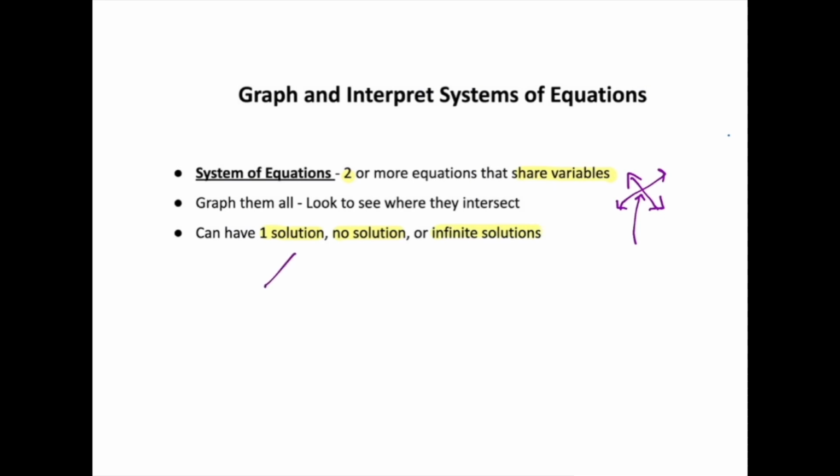If it has one solution, it's going to be two lines that intersect. If it has no solution, the two lines will be parallel. And if it's infinite solutions, the two lines will be the same line.